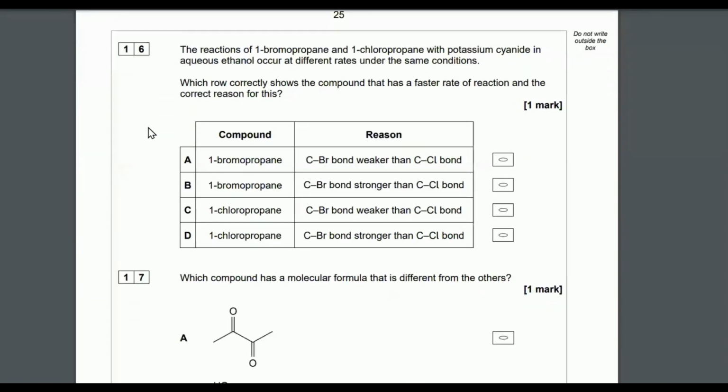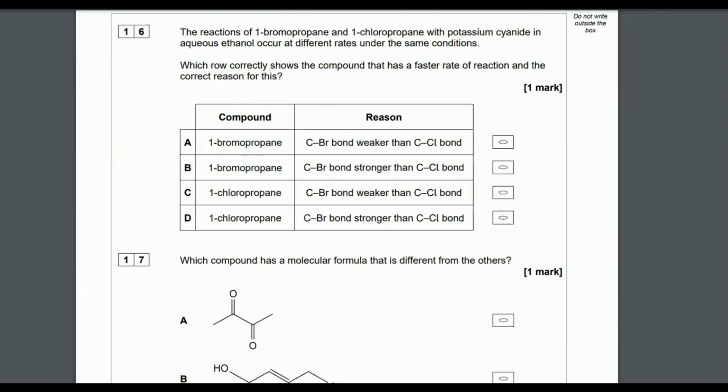What are we on? 16. Right. The reactions of 1-bromopropane and 1-chloropropane with potassium cyanide, aqueous ethanol, occur at different rates under the same conditions. Which row correctly shows the compound with the faster rate of reaction, and the correct reason for this?